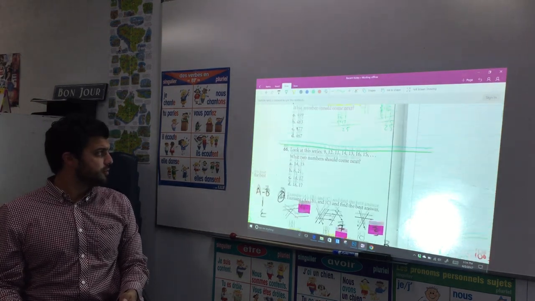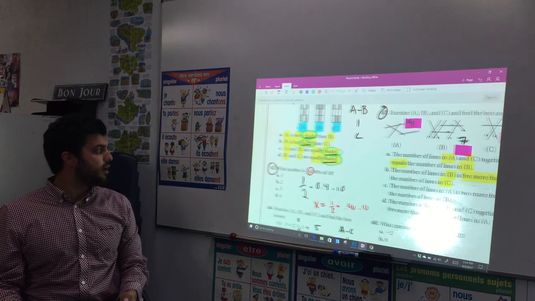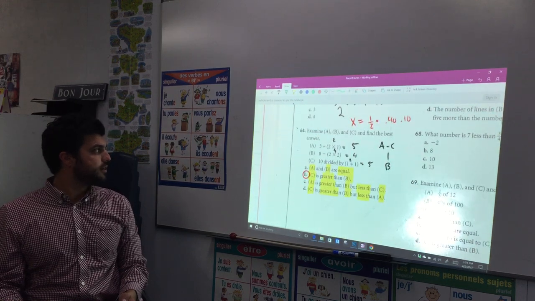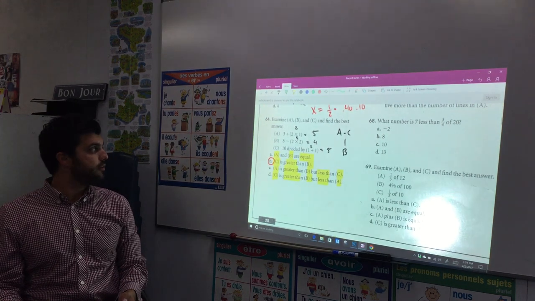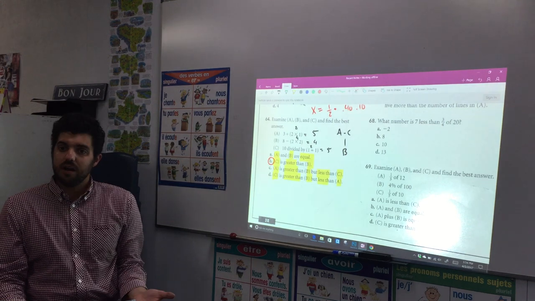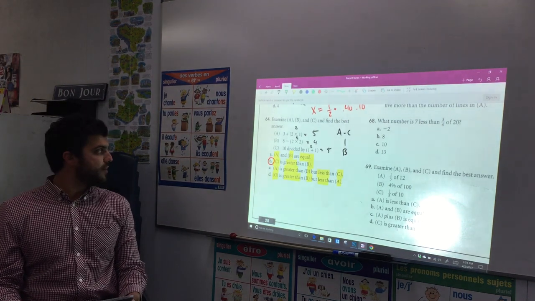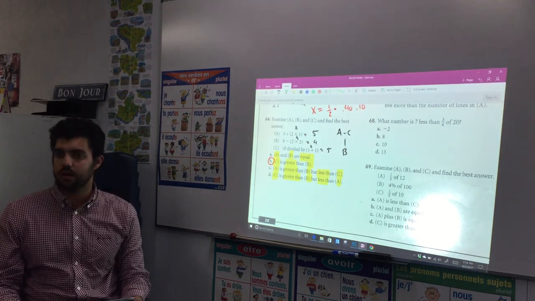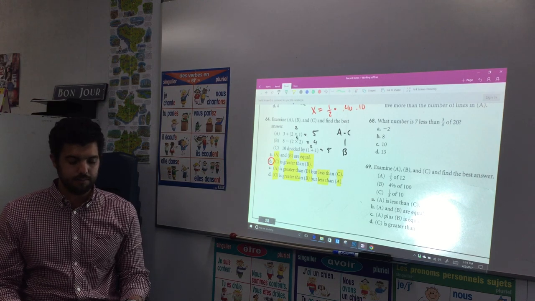Okay, those are comparisons. Let's find a non-geometric comparison. Let's look at this one, 64, okay? Three different equations. They're not hard equations, right? We have to use order of operations. What do I mean by that?